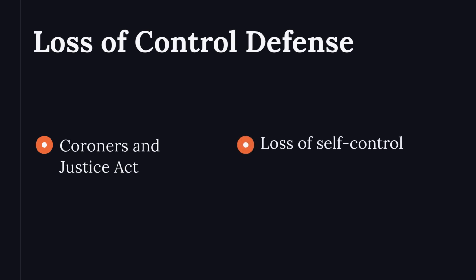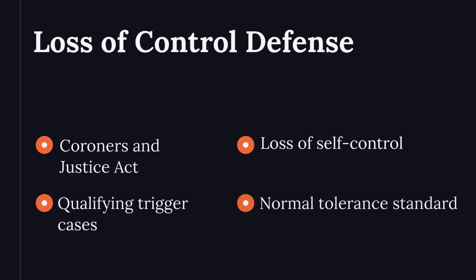Loss of control is a defense under the Coroners and Justice Act. It involves a loss of self-control with a qualifying trigger. R. v. Ibrams and Gregory and R. v. Hatter are relevant cases. The defendant's reaction is compared to a person with normal tolerance. This defense replaces provocation.